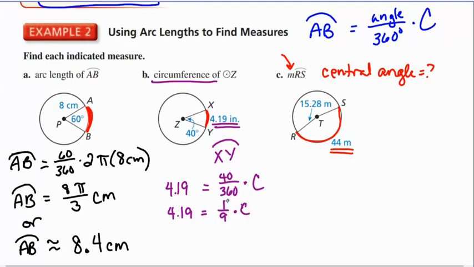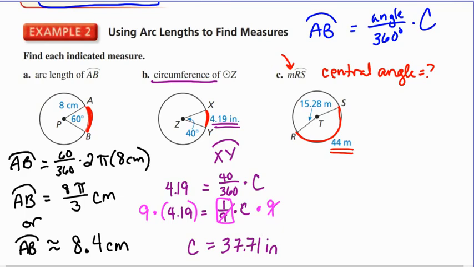okay? And the way that I can get rid of this fraction is by multiplying by the reciprocal, which is just 9. So I'm going to multiply by 9 on each side to cancel out that fraction. And when we multiply 9 times 4.19, we find out that this circle all the way around has a full circumference of 37.71 inches. Okay, and I'm using a decimal given from my problem, so I'm going to keep my answer as a decimal, and I'm just going to call that good.